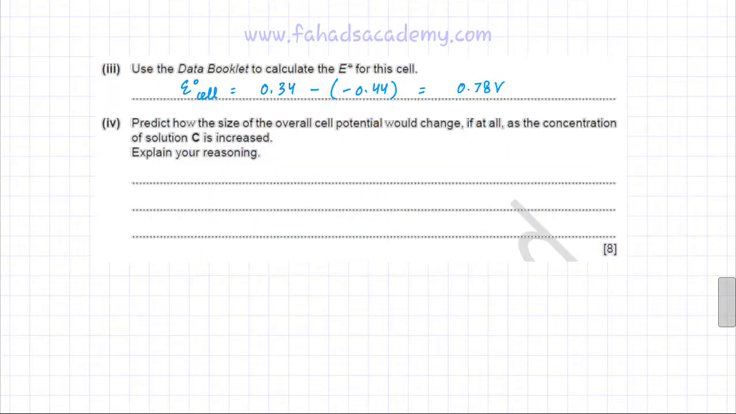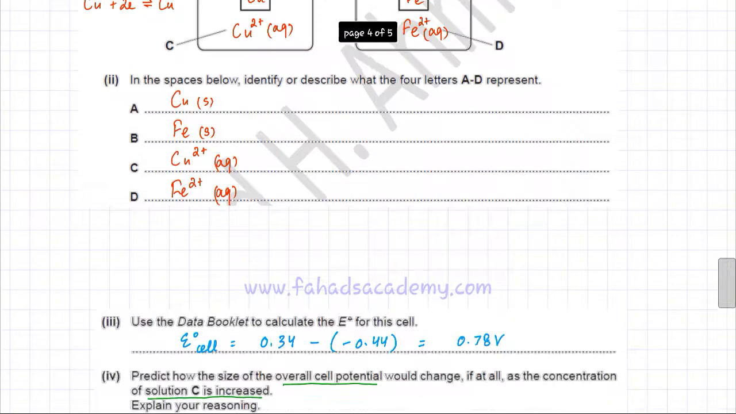In the next part of the question, part 4, you're asked to predict how the size of the overall cell potential would change, if at all, as the concentration of solution C is increased. So you're increasing the concentration of solution C. The first thing we need to do is go back to our diagram and figure out which one is solution C.